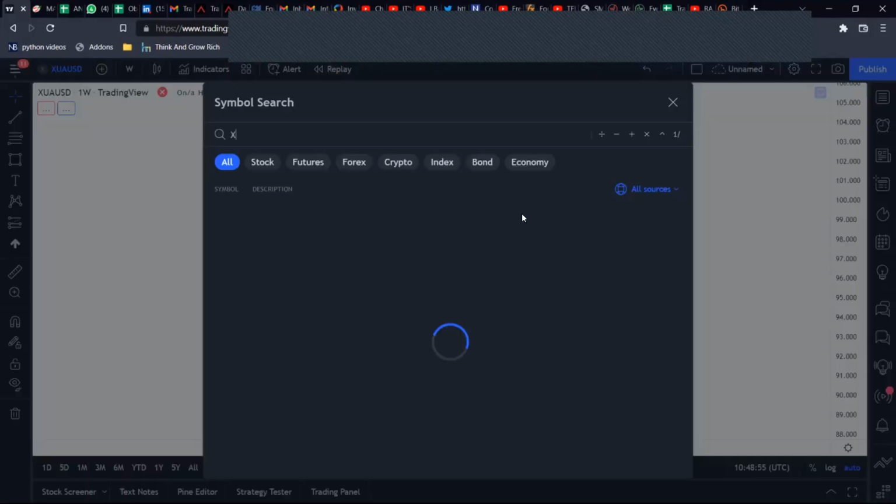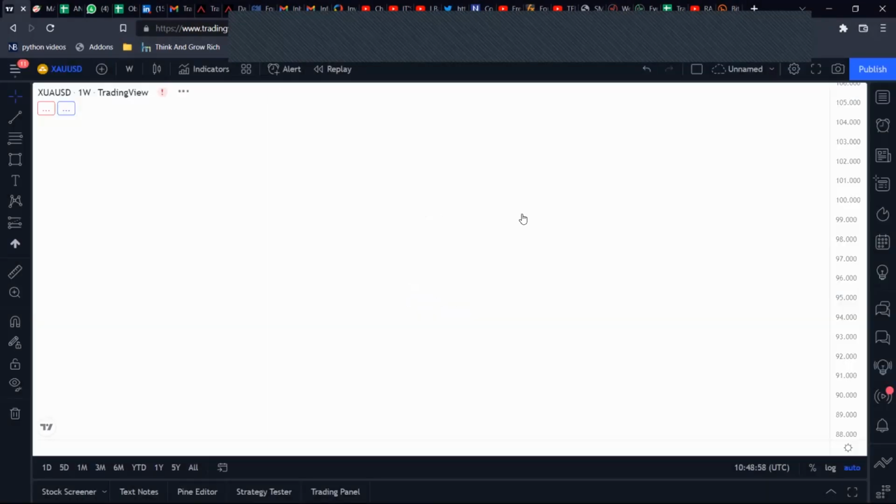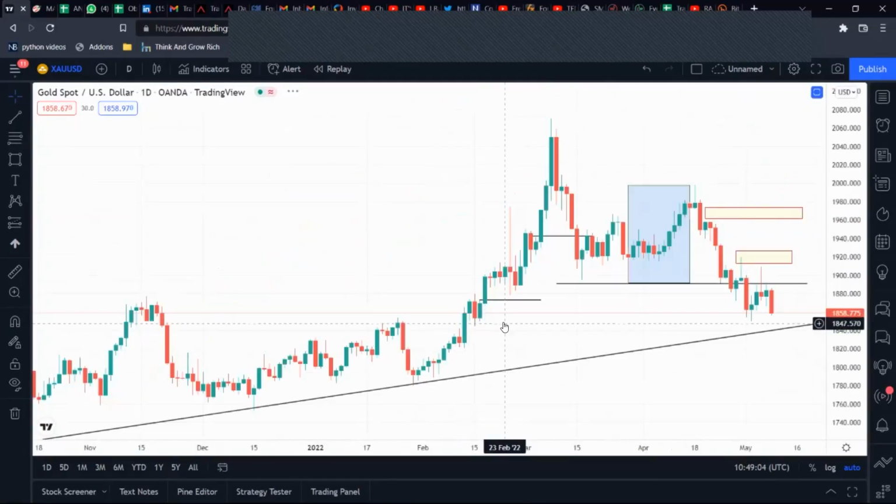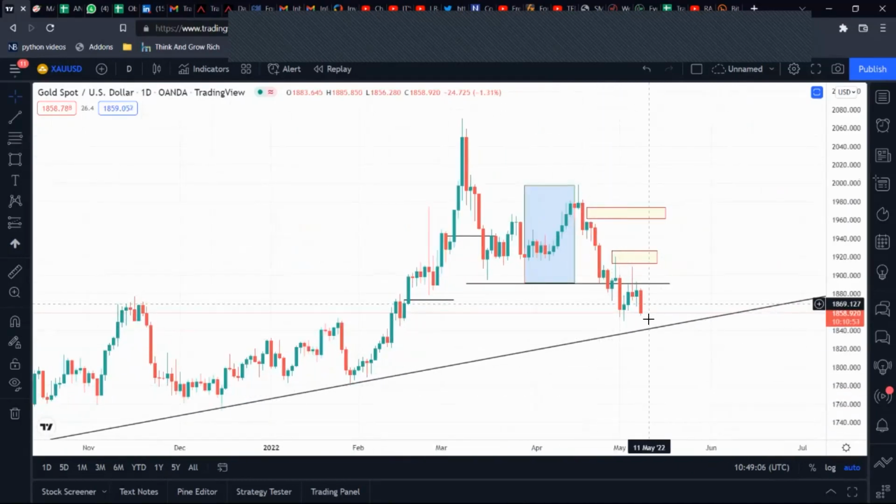Did I spell that correctly? XAU USD. Okay, so like I mentioned, we're looking at that trend line. You see the trend line on the daily chart here. I want to see how the market reacts to it.